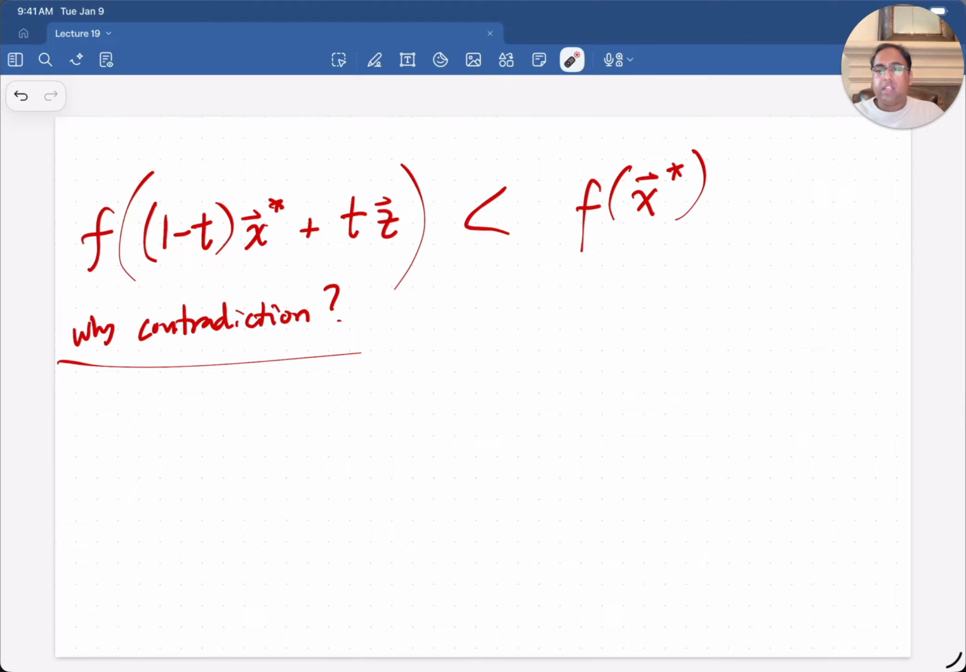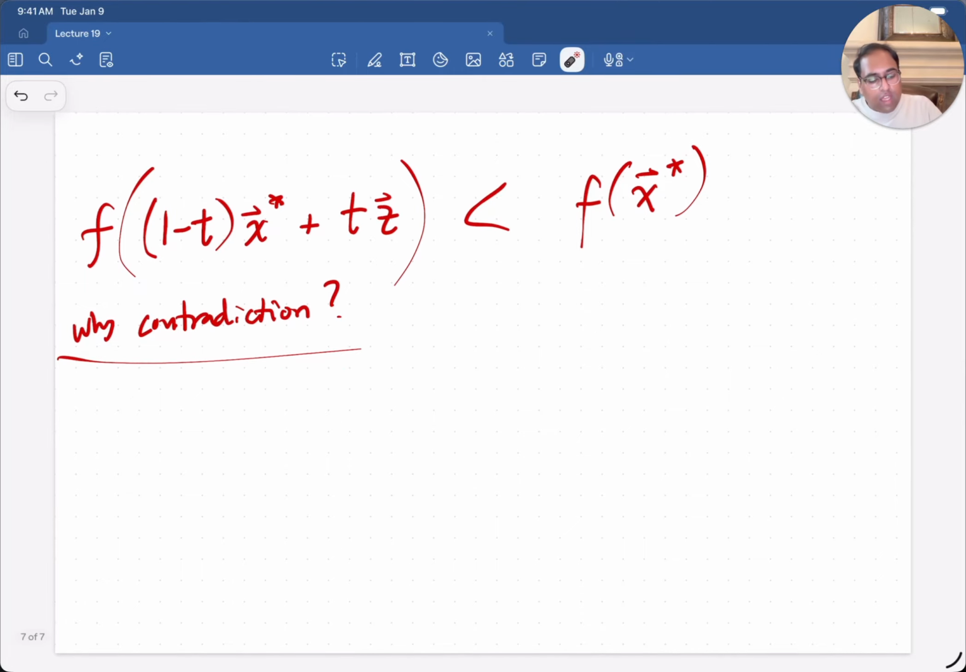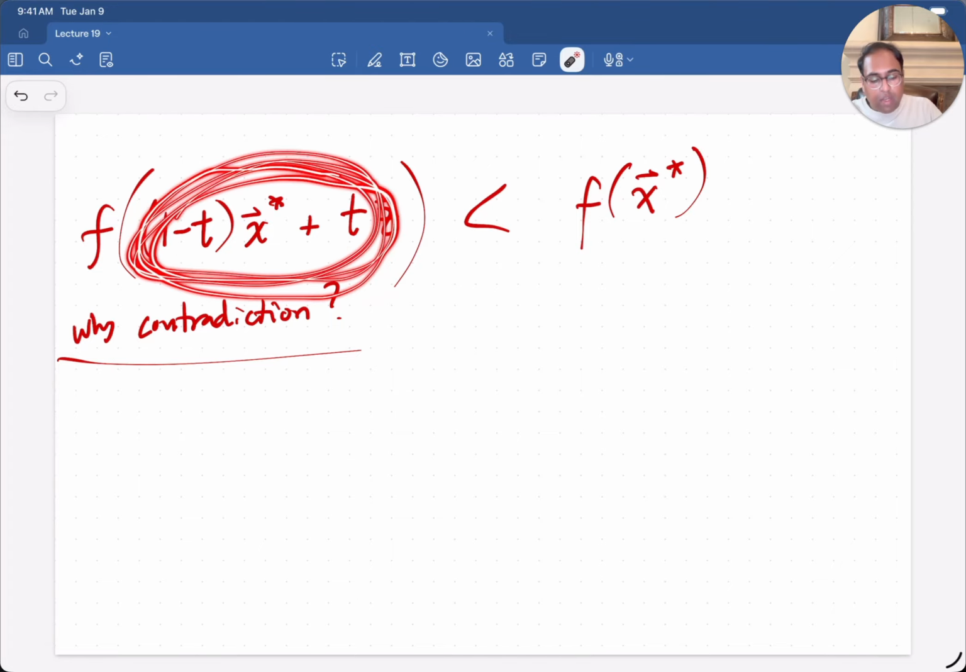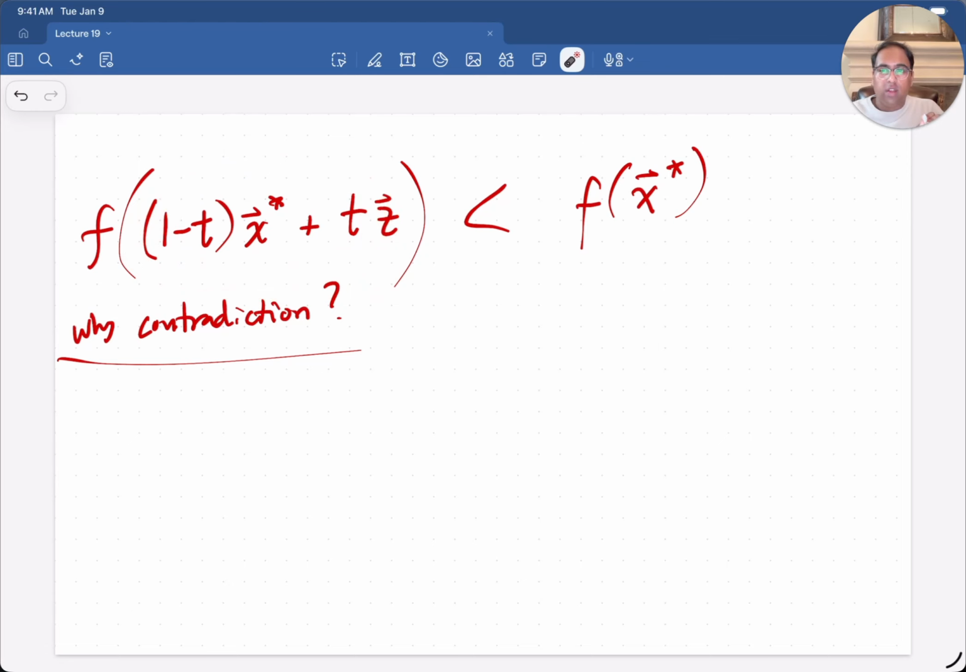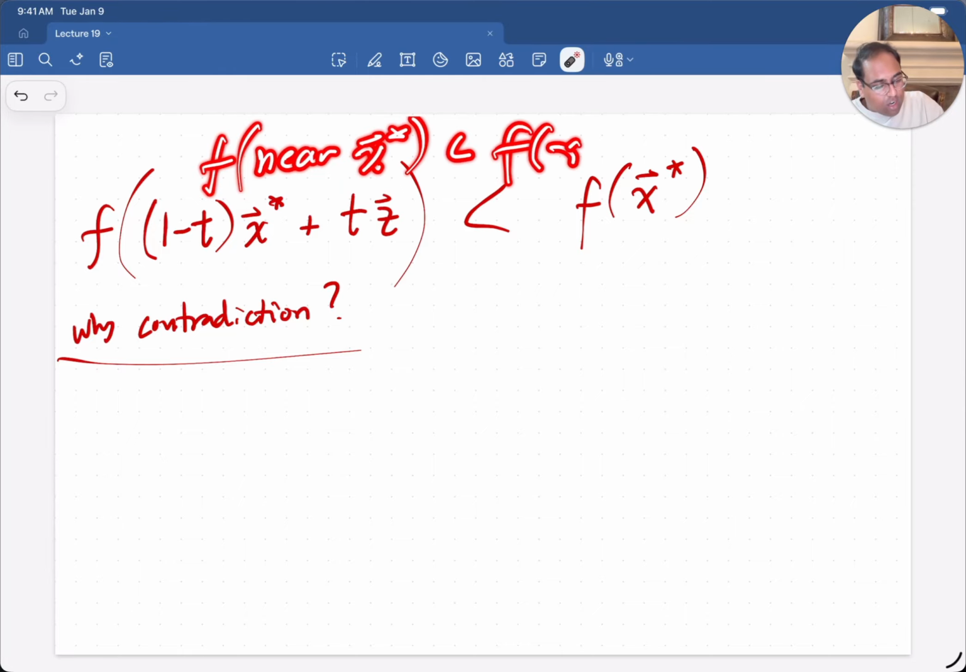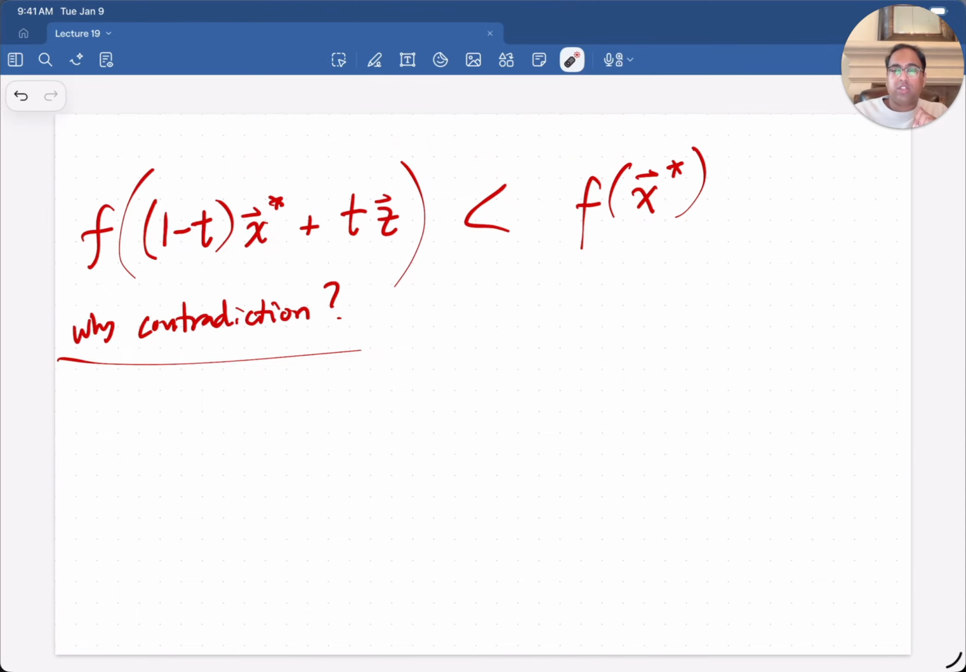But even if you didn't immediately jump to plugging in t equals 0, what else would this tell me? If I plugged in t equals 0.001, what this would give me is some input that is really close to x star, but not exactly the same as x star. It's like x star plus a little bit in the direction between z and x star. So this is going to give me something that is not x star, but it's really close to x star. And this would be saying that f near x star is less than f of x star. And hopefully now this is making the contradiction a little more clear.